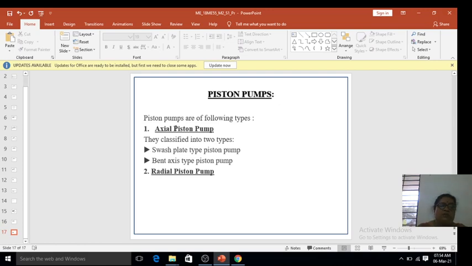Piston pumps. As I told, the piston pumps are of two types: axial piston pump and radial piston pump. When it comes to the axial piston pump, it has two types again: swash plate type piston pump and bent axis type. The swash plate is one where it is fixed to a certain angle. In the bent axis type, the angle can be varied based on the functional requirement.